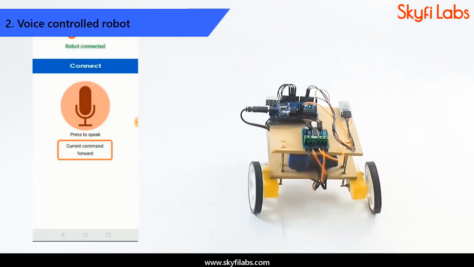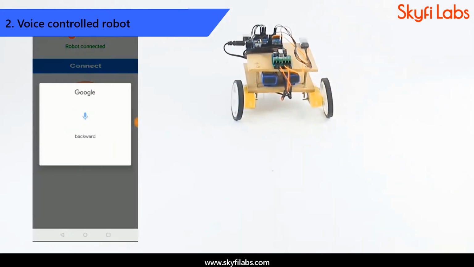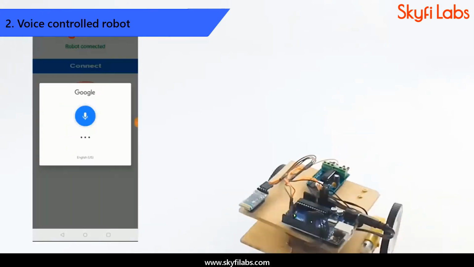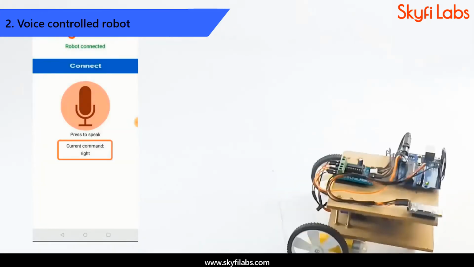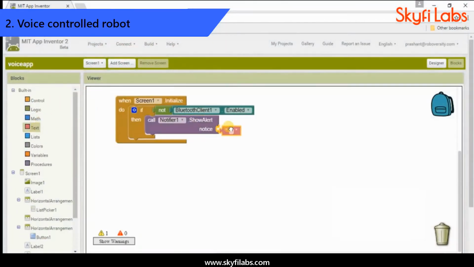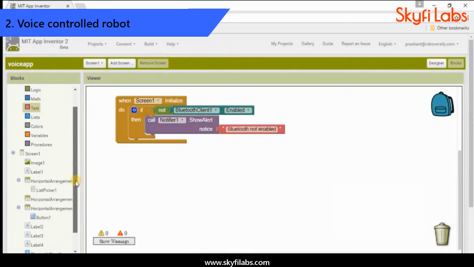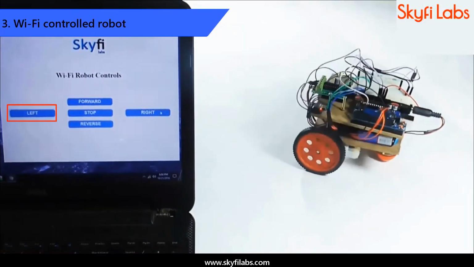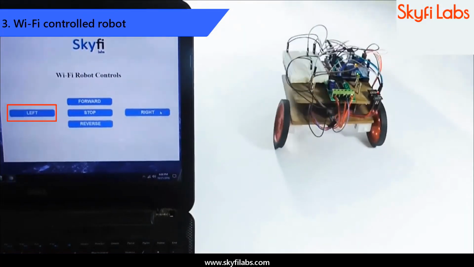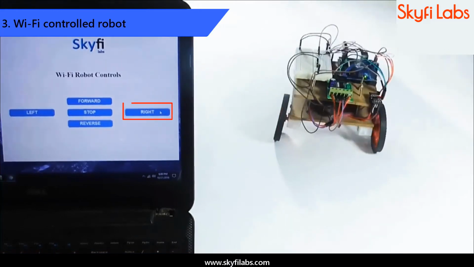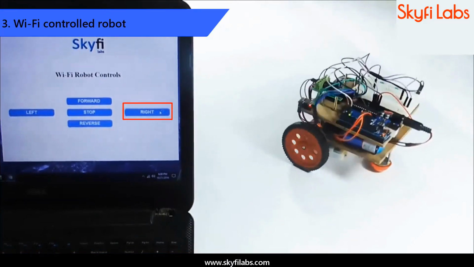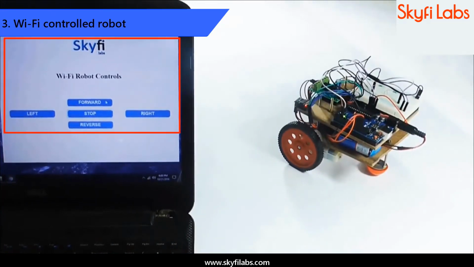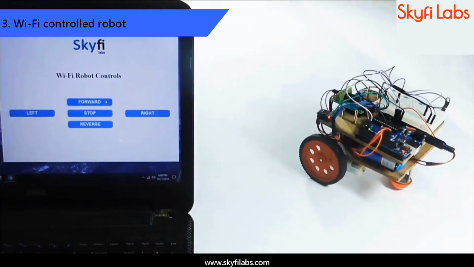Then, you will build a voice-controlled robot that uses Bluetooth communication technology to receive instructions from a user's voice commands and moves accordingly. You will also learn to develop an Android app using MIT App Inventor as part of this project. Next, you will build a Wi-Fi controlled robot that uses Wi-Fi communication technology to receive instructions from a user's computer web page and moves accordingly. You will also learn to design a simple web page to control the movements of the robot.